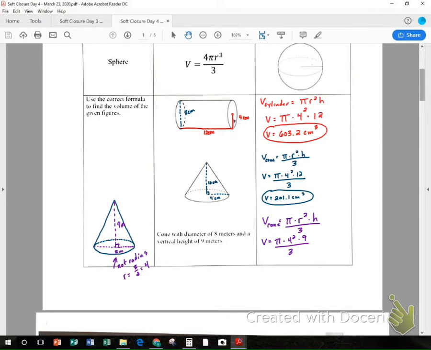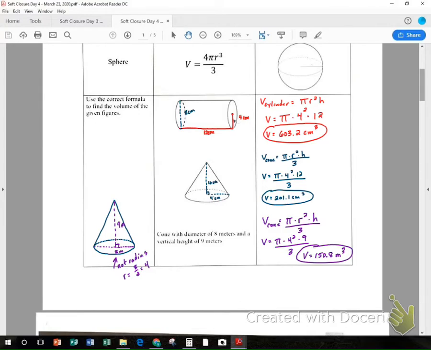So, trusty Baby Yoda calculator from our friend Barrett Gatuka. Pi times 4 squared times 9 equals, divide by 3 equals 150.79, so 150.8. So the volume of that cone equals 150.8 meters volume cubed.